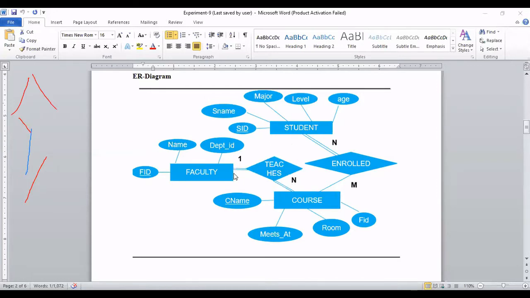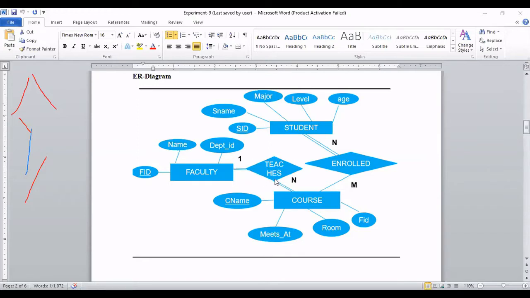But remember, there are two conditions to satisfy. The first condition is that one to many has two options: you may create this table, or you may not create this table. When to create this table? If any side is partial. Since both sides are total, we don't need this teaches table. To keep the teaches information, we don't need a separate table in the relational schema.